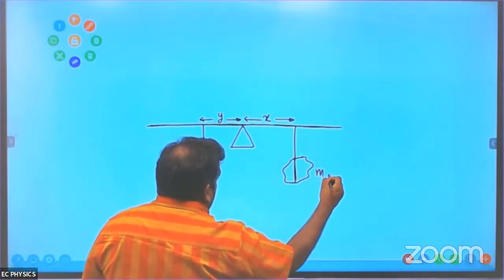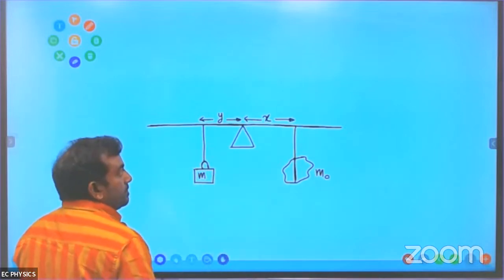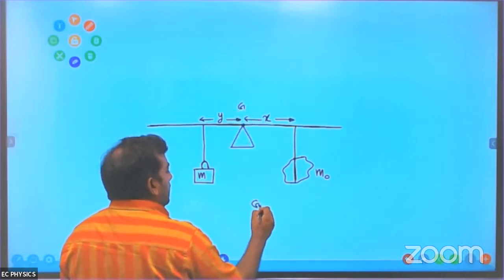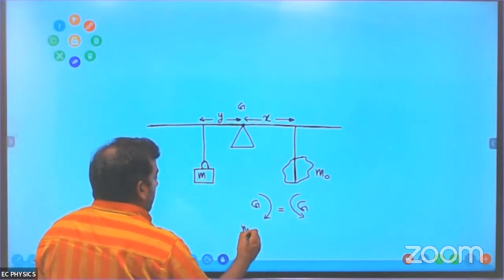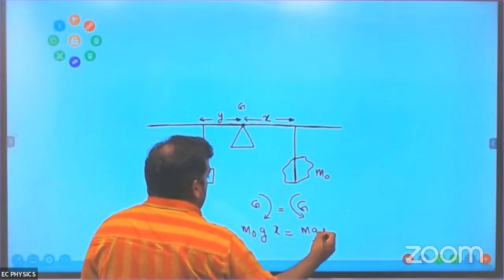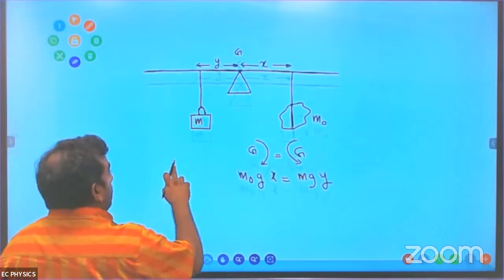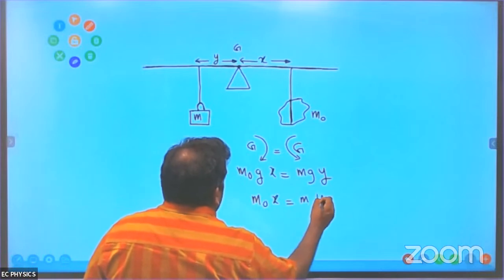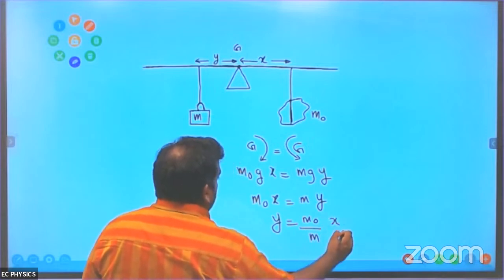So unknown weight I'll take as m naught. Known weight I will take as m. Now you can find moments about the center of gravity. Very simple, practical. Clockwise moments equals anti-clockwise moments. Clockwise moments m naught g into x. Anti-clockwise moments mg into y. g cancels off. If g cancels off, this is what you get. m naught x equals my. y is equal to m naught divided by m into x.